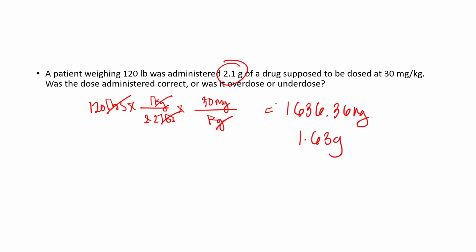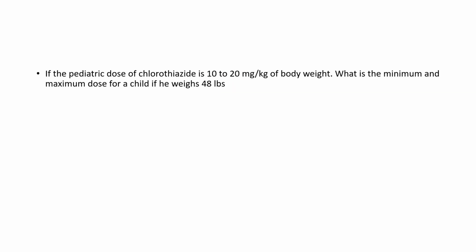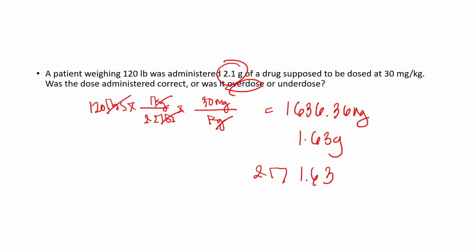So the drug was 2.1. 2.1 is bigger than 1.63. The patient is overdosed. Okay, so please compute for the following questions instead. I will be posting another video with the answers for the next questions.